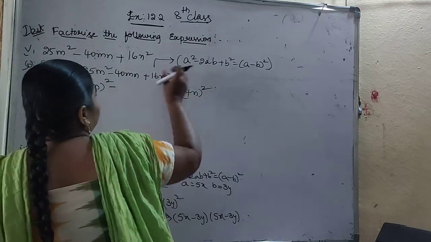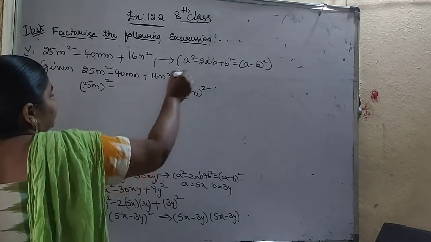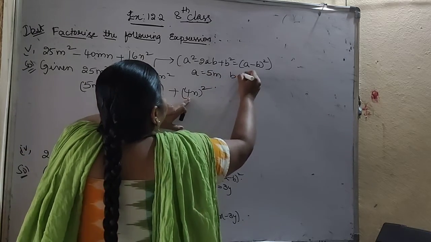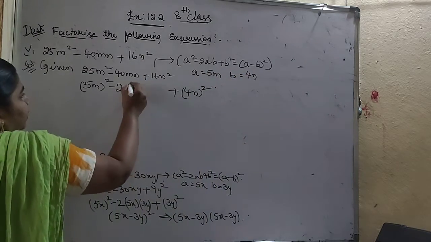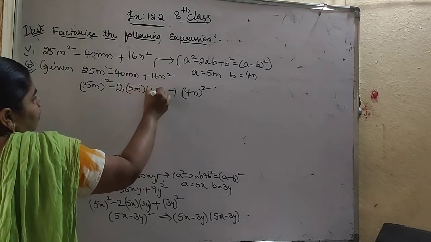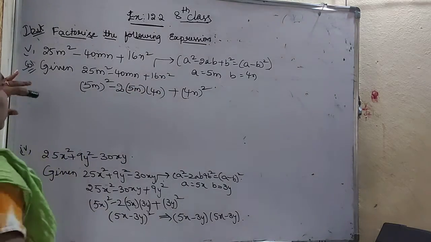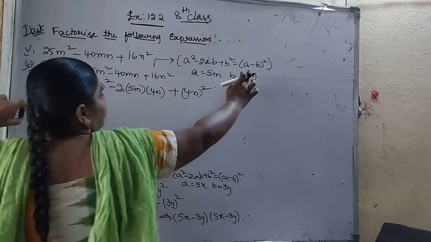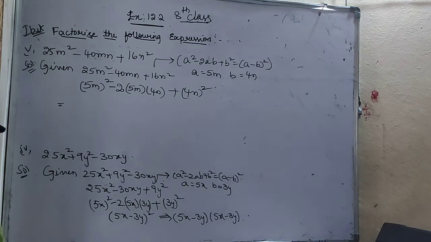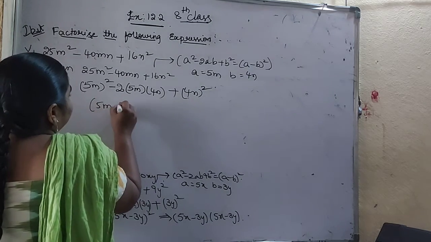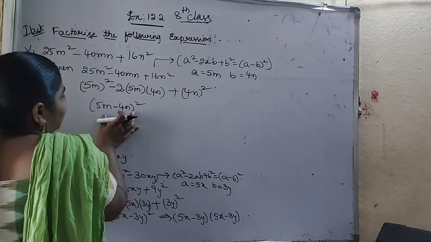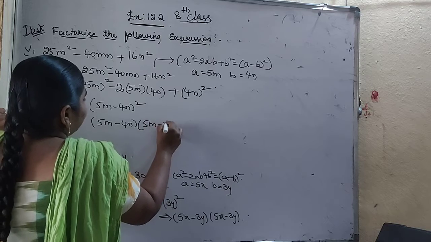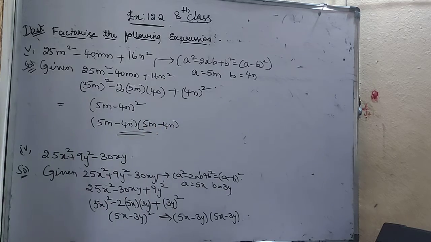I am splitting this 40mn in the form of 2ab. 2 is a constant value. What is a value? A value is 5m, b value is 4n. Now substitute here. So now a square minus 2ab plus b square can be written in the form of a minus b whole square, which is 5m minus 4n whole square. So this can be written as 5m minus 4n into 5m minus 4n. So this is our fifth solution.